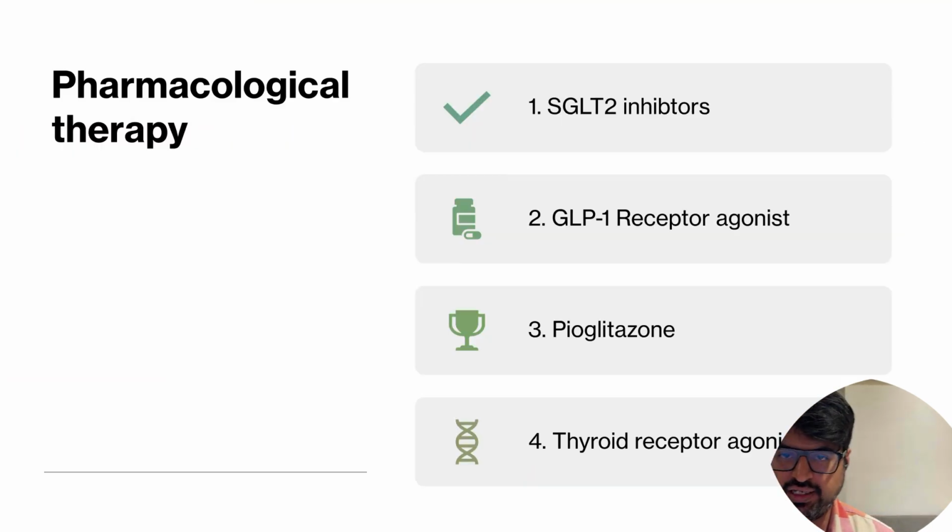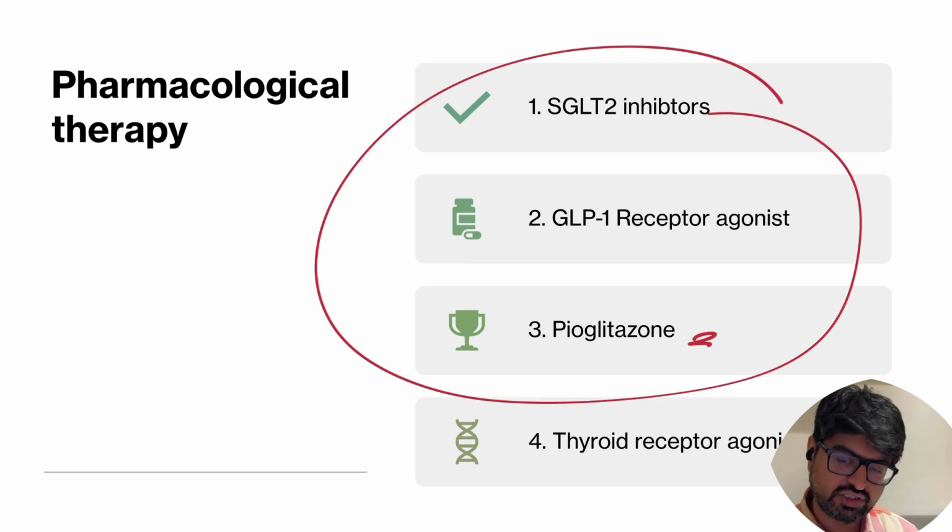Amongst the pharmacological therapies, these are the drugs which are known to reduce or impact ectopic fat, right? Amongst anti-diabetics, these three drugs. Now, pioglitazone does not reduce ectopic fat. I'll come to this point. It does something else. SGLT2 inhibitors and GLP-1 receptor agonists are the drugs.